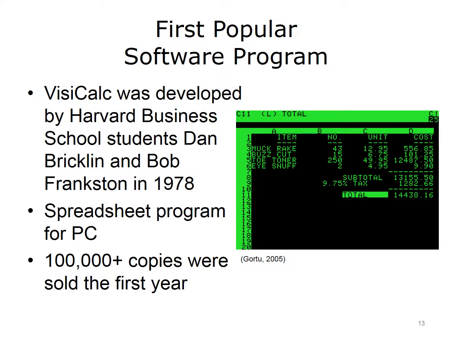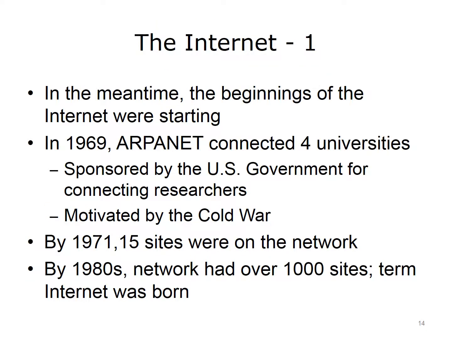Word processing, which had been done on separate, dedicated machines, made a huge impact on the PC world. WordStar was first in 1979, followed by Word for MS-DOS and WordPerfect. Word processing is now one of the biggest applications for PCs. In the meantime, the first steps in developing the Internet were happening.